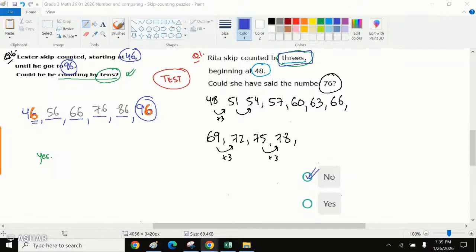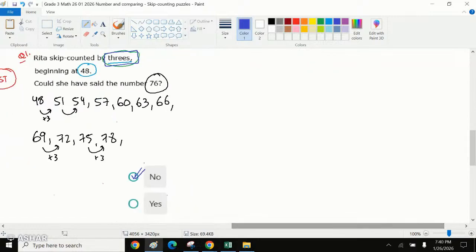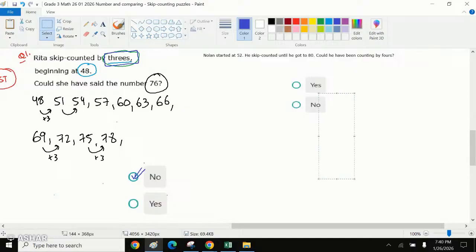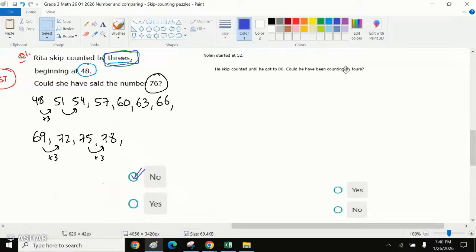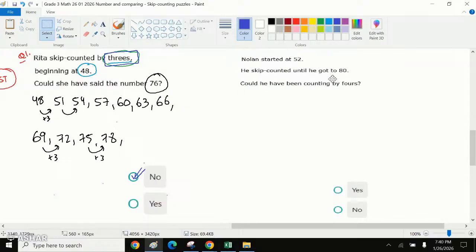Okay, let's have a look at the next question. I'll just give you a minute. I'll let you do it. Okay, just a moment. So the next question we have is this. Let's see what can happen over here. Could he have counted by fours? This is our question number 2. Yes or no?